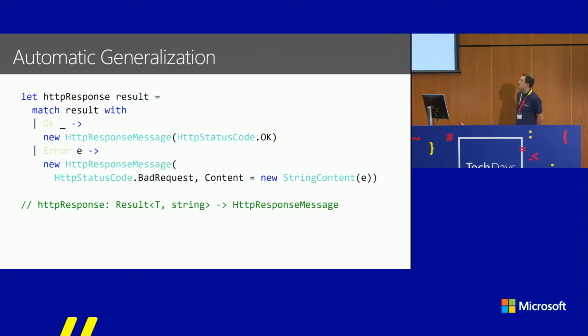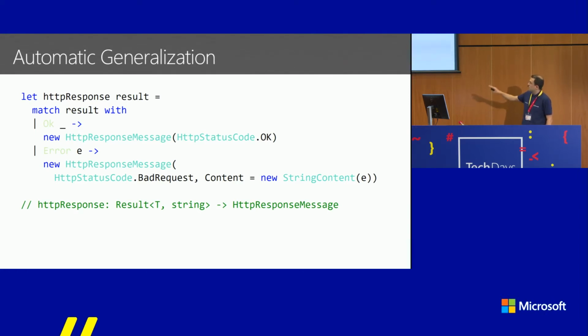Several interesting notes about this function. First, I did not annotate any type for the result argument. Again, the compiler infers the type, in this case based on the body of the function. Because I use result to match it to OK or error, the compiler knows that's a result type, because it has those cases OK and error. And it automatically infers the type for my function.